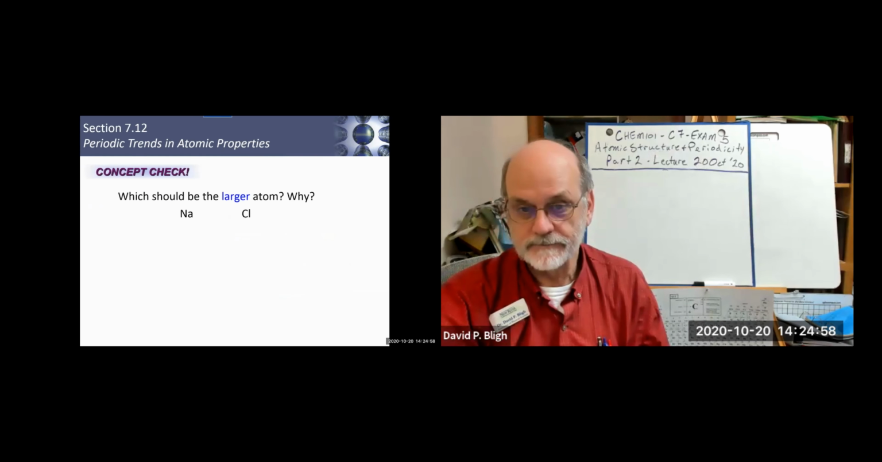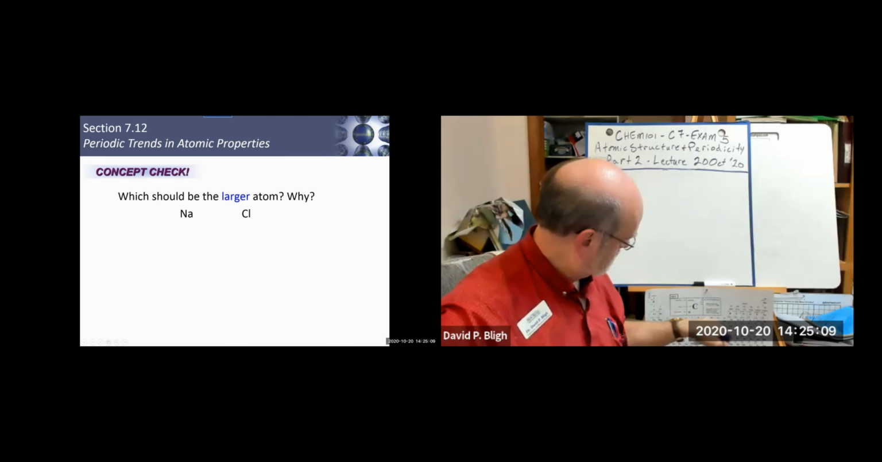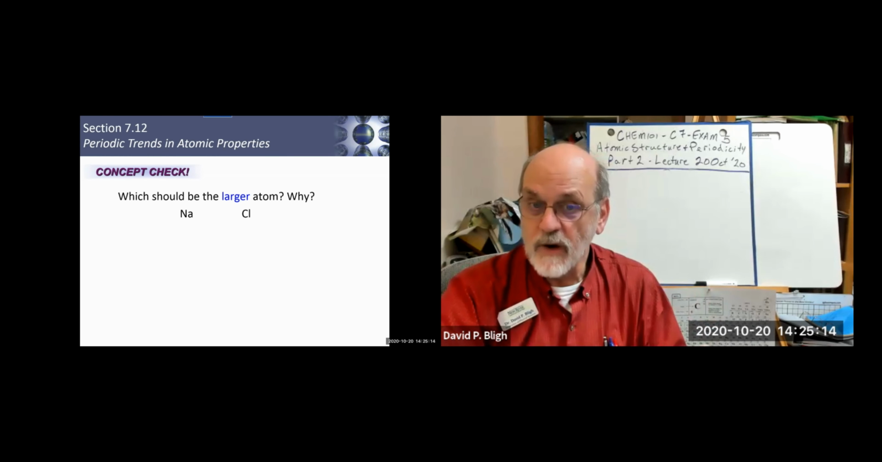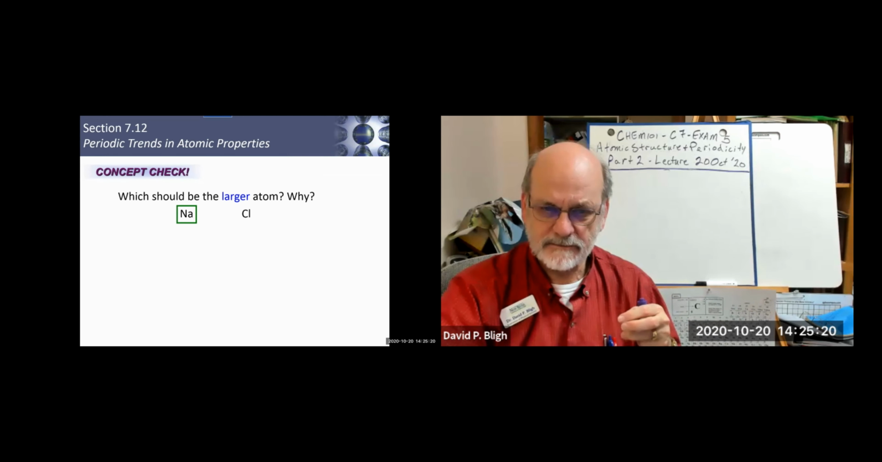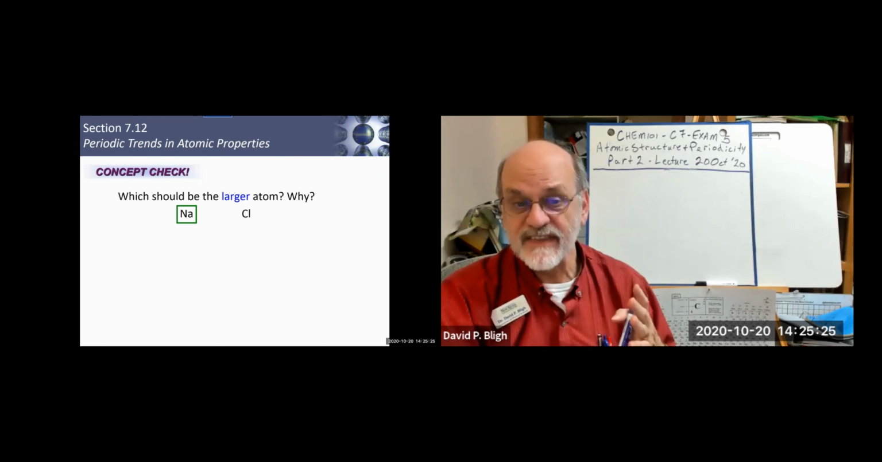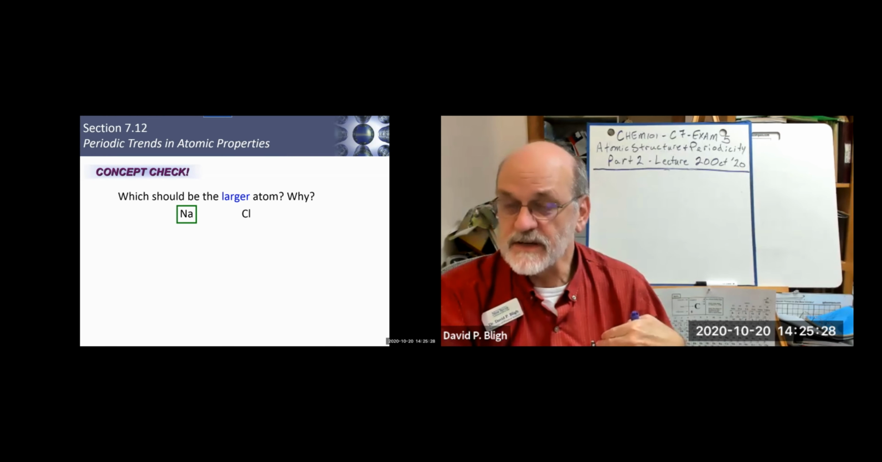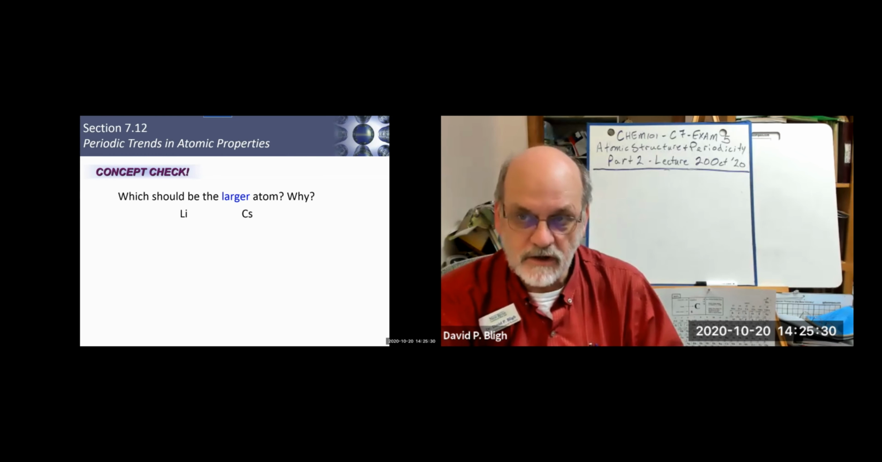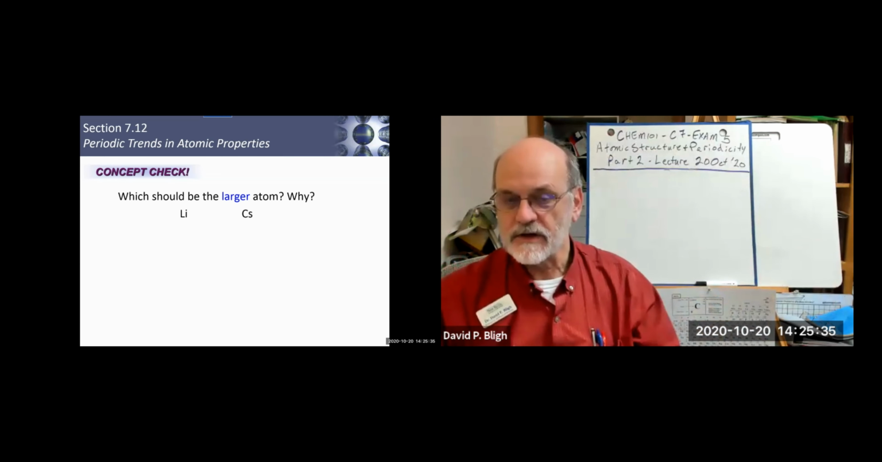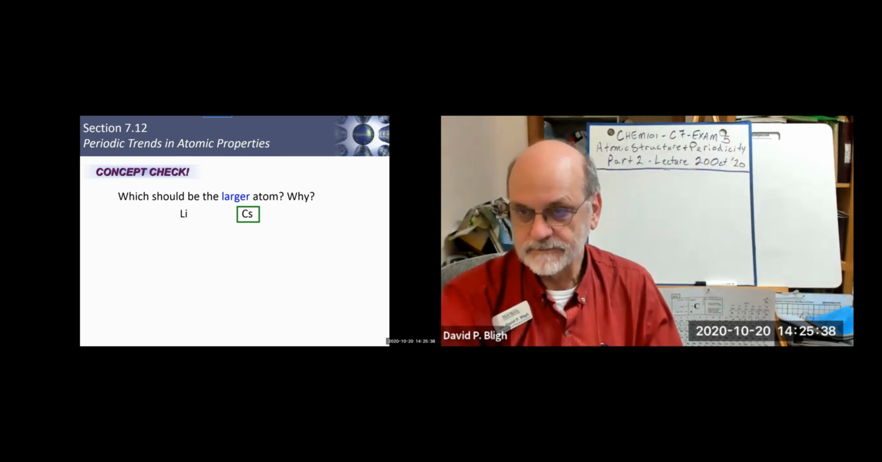Okay, which one of these would be larger? Well, let's see. If we're going from left to right and we're in the same period, sodium and chlorine in the same period, then the one on the farthest right should be the smallest. So the one on the left would be the largest, sodium. If we're in a group, which one's larger? We're going from lithium down to cesium. Cesium is in the same group as lithium, but it's much, much lower. It's filling higher energy levels. So cesium should be the larger one here.